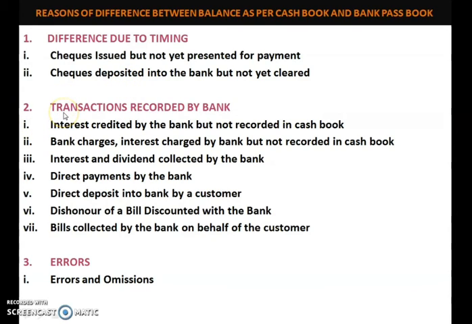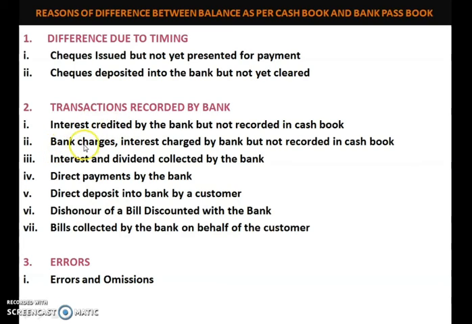Next, a reason for the difference between these two balances is transactions recorded by the bank. For example, interest credited by the bank but not recorded in the cash book. You know that when we deposit cash in the bank, they provide us with interest. For example, if we are depositing a fixed deposit, they will provide interest on that, but that will be recorded in the passbook, and not in our cash book. So we will find that difference at the end of the accounting period.